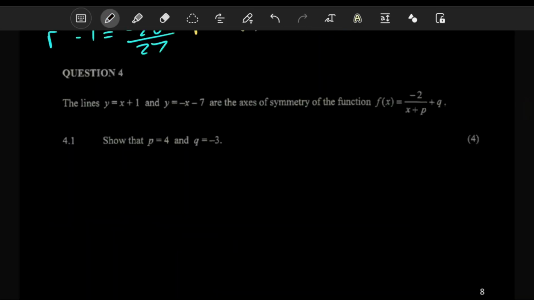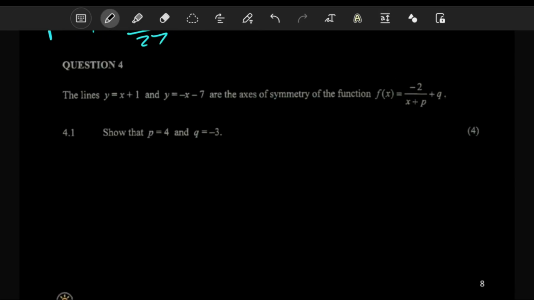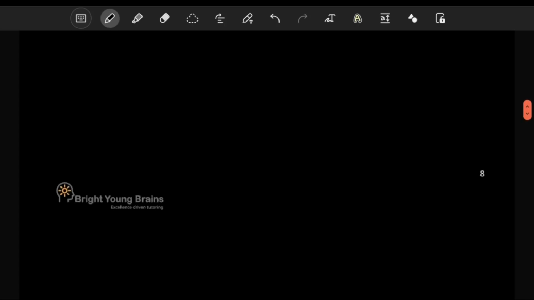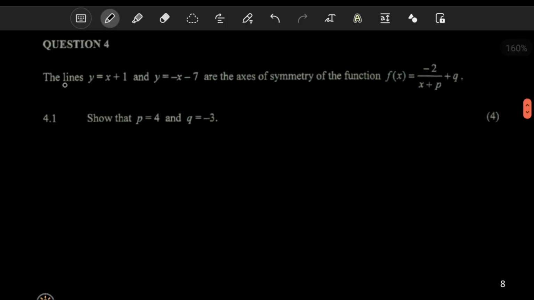So we have here quite an interesting question in my opinion. It's out of 4, and yeah, I think we have more than enough space. Fantastic. They say here that we have the lines y is equal to x plus 1 and y is equal to negative x minus 7. These are the axes of symmetry, or axis of symmetries. Isn't that supposed to be like plural? But they said, yeah, these two lines are the axis of symmetry of this function. This is clearly a hyperbola. They said we should show that P is this and Q is that.